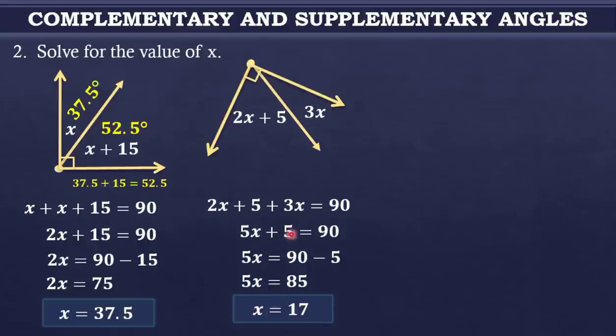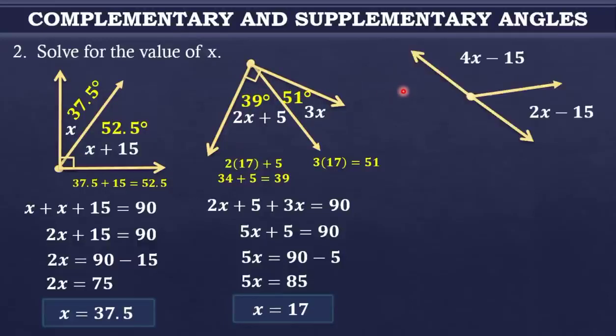Okay, now, so if x is equal to 17, yun ang isa-substitute natin dito. So, 2 times 17, yung x, plus 5. So, 2 times 17 is 34. 34 plus 5 is 39. So, therefore, this angle measures 39 degrees. Okay, dito naman tayo sa kabilang angle. So, 3 times 17, kasi yung x natin is 17. So, 3 times 17 is 51. So, this is 51 degrees. Pag inadd natin ito, 39 plus 51, that is 90. Okay? Next. So, I have here a linear pair.